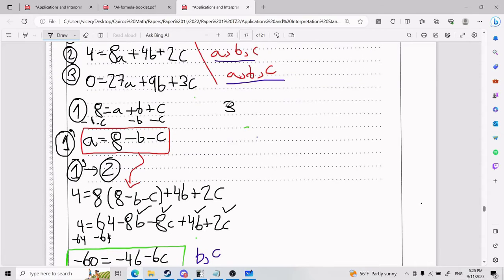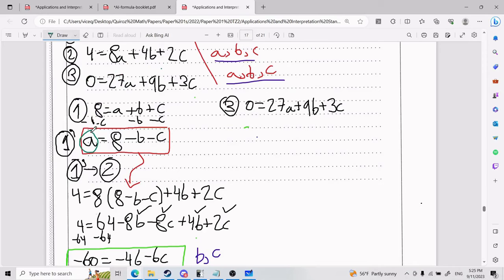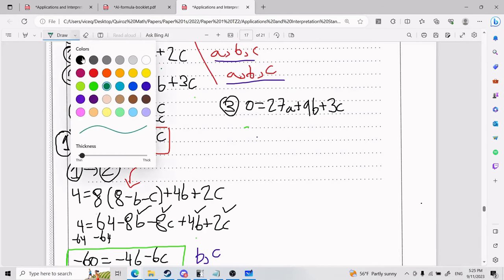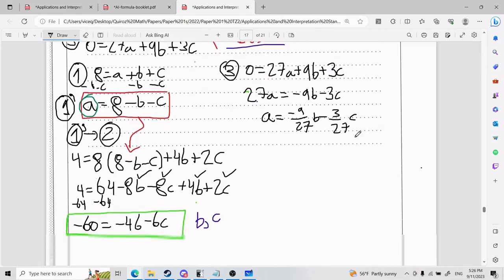So I'm going to take the third one, which is 0 equals 27a plus 9b plus 3c. And so 1 prime got a alone. We're going to do that again. 3 prime will get a alone. So for getting a alone, I have 27a equals negative 9b minus 3c. So a equals negative 9 divided by 27b minus 3 divided by 27 times c.